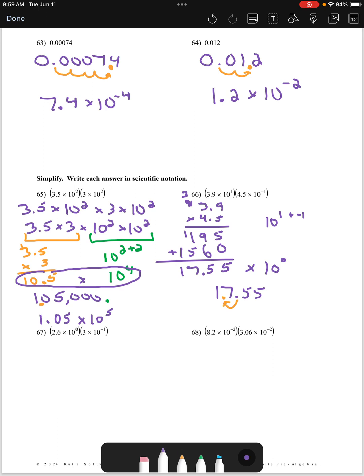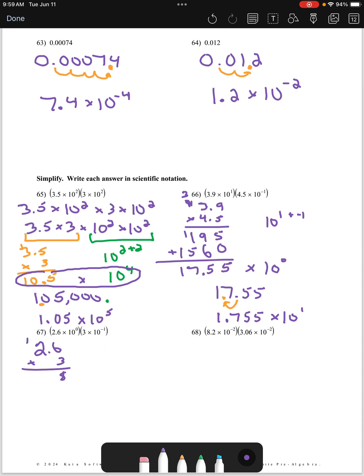But the directions stipulate our answer must be in scientific notation, which means our decimal point needs to come back one spot and be between the 1 and the 7. So we get 1.755 times 10 to the first power.